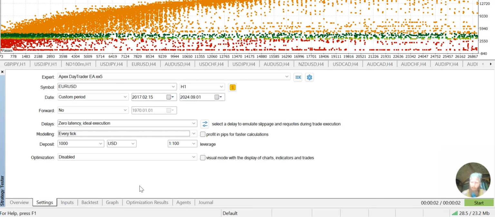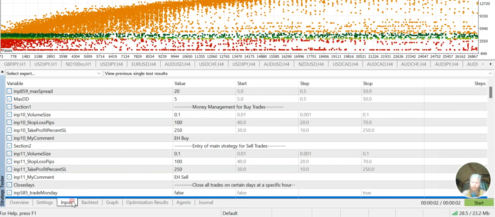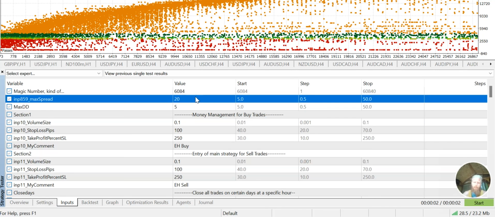So first of all, I'm going to show you the inputs, the parameters that you can adjust and do anything with them, and I am going to explain to you how to use the EA. So when you buy it, you can actually harness its potential. You can also use it for prop firms and anything like that.